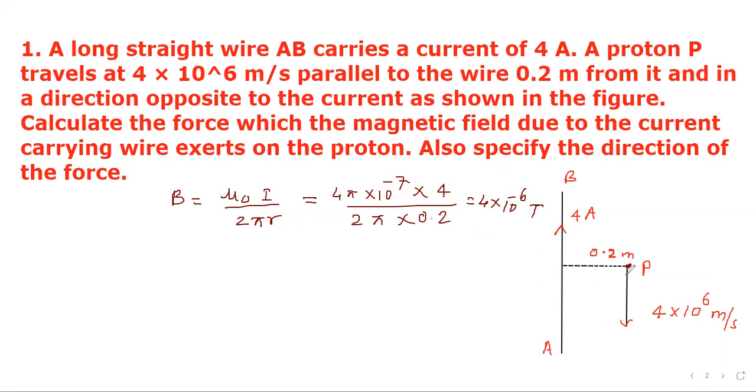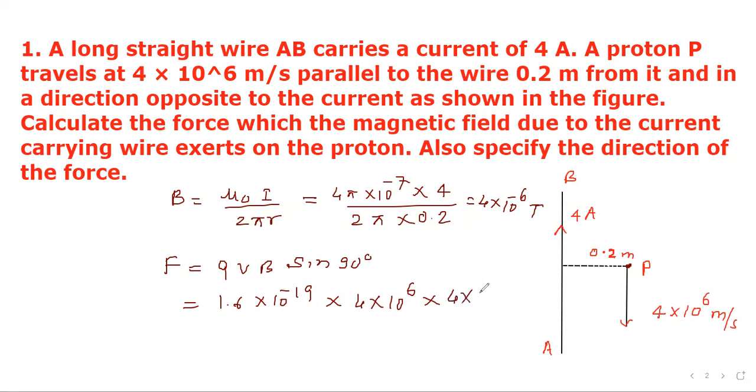And now in this magnetic field, the proton will experience the force, and force is given by F equal to QVB sine theta. Here theta is 90 degree, as I told you, sine 90 degree. We put the values. Charge on proton is 1.6 into 10 to the power minus 19 coulomb into velocity. Velocity is 4 into 10 to the power 6 into magnetic field. We have just evaluated 4 into 10 power minus 6. So this will come out to be 2.56 into 10 to the power minus 18 Newton.